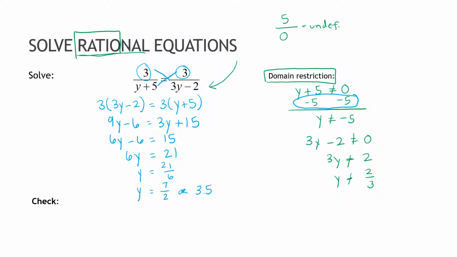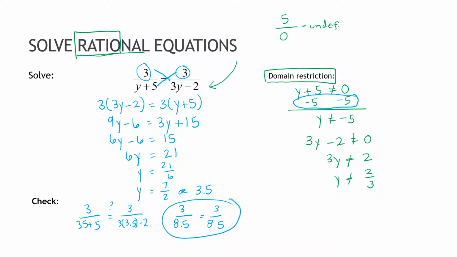Again, I can do a check to make sure that this works out. So I'm going to put 3 over 3.5 plus 5 and say, does that equal the same thing as 3 over 3 times 3.5 minus 2? So now let's just work it out and see if that works. On the left side, I have 3.5 plus 5, which is 8.5. On the right side, 3 times 3.5 is 10.5. 10.5 minus 2 is 8.5. Because they both work, I've checked it and I know that they're correct.